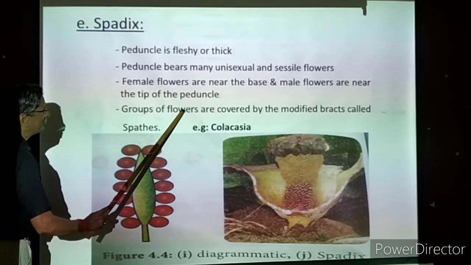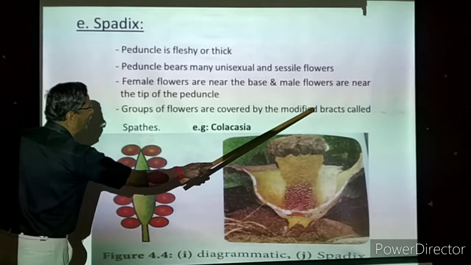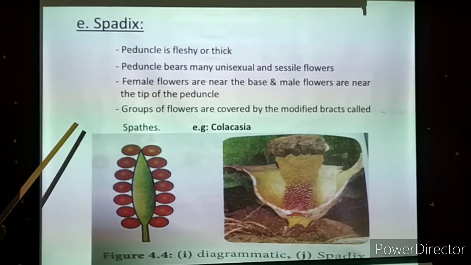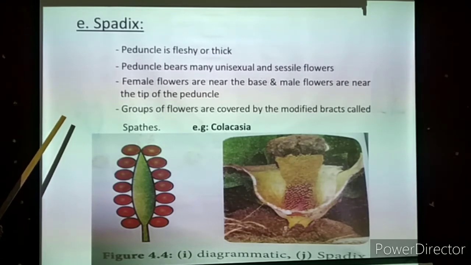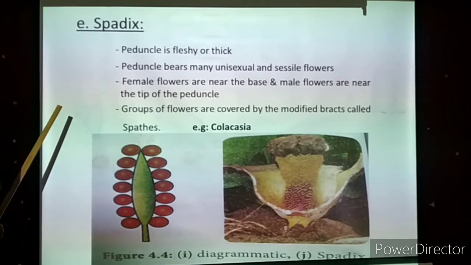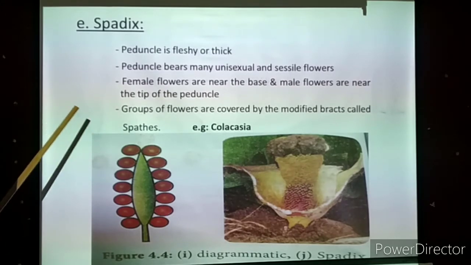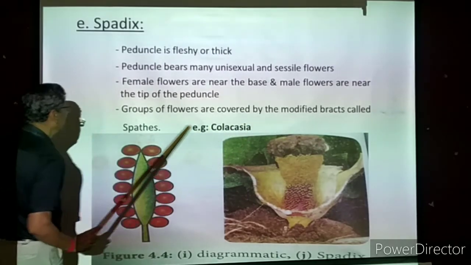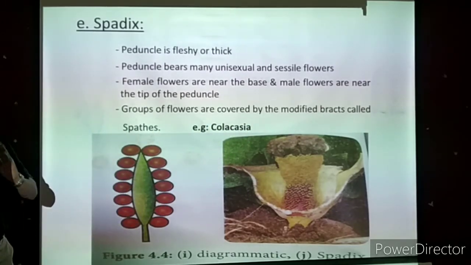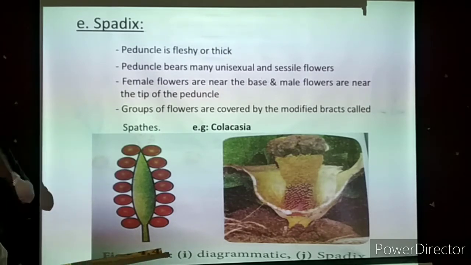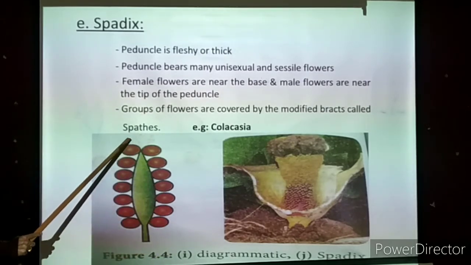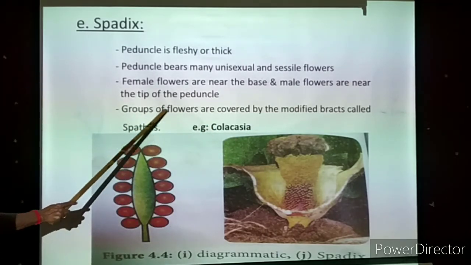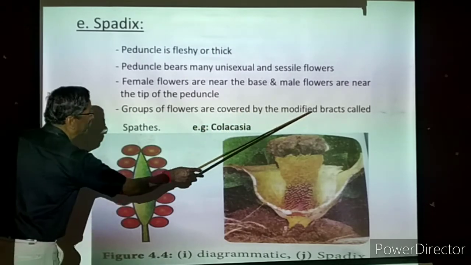Then, groups of flowers are covered by modified bracts. This is what I told about the banana inflorescence. A brown leathery structure will be there, and they are many in number, spirally arranged. Now the outermost one you remove. That leathery brown structure is called a modified bract, commonly called a spathe. Inside the spathe, a group of flowers will be present.